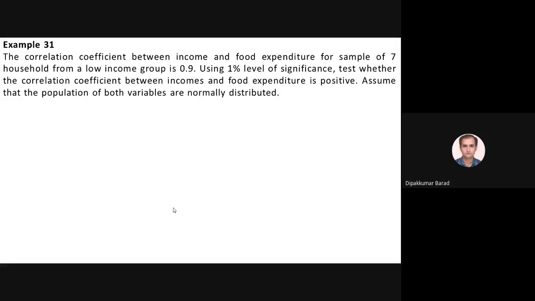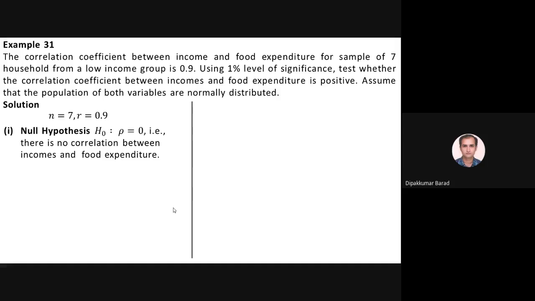The correlation coefficient between income and food expenditures for the sample of 7 households from the low income group is 0.9. Using 1% level of significance, test whether the correlation coefficient between income and food expenditure is positive. Assume that the populations of both variables are normally distributed. Okay, so at 1% level of significance, we have sample correlation coefficient with n equal to 7 and r equal to 0.9 given.